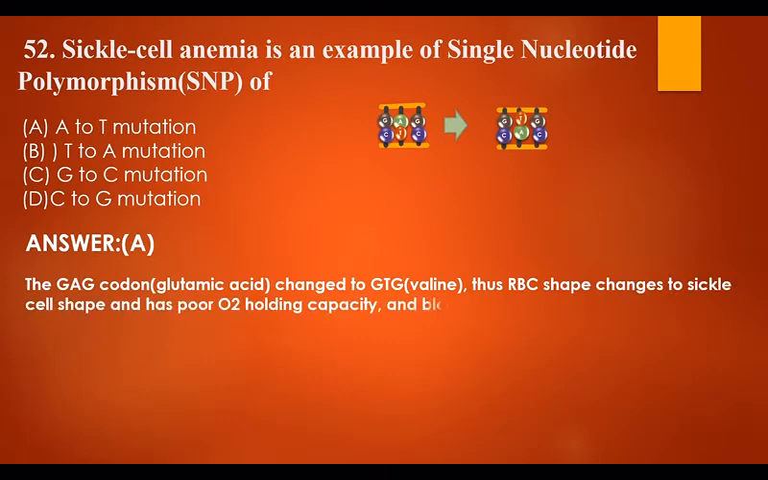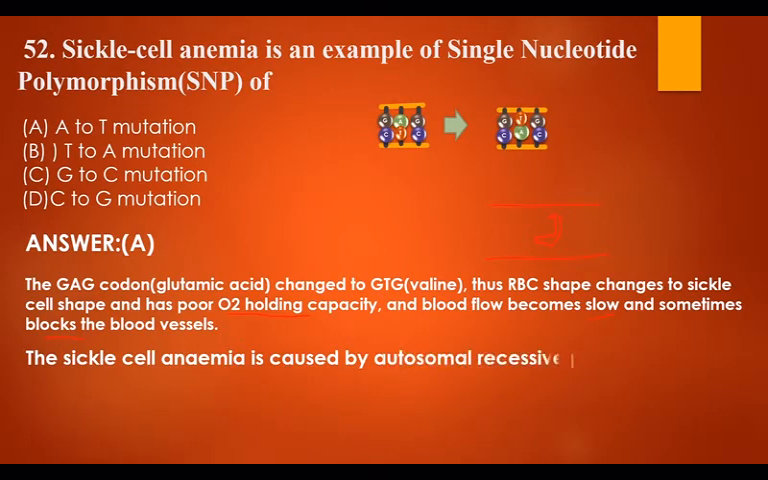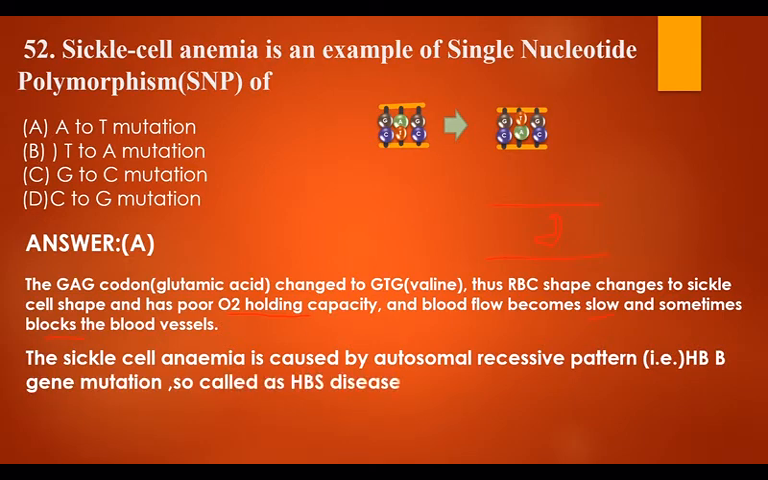So they have poor oxygen holding capacity and the blood flow becomes slow and sometimes blocks the blood vessel, because the sickle cell shape is small and they produce clogs in the blood vessel. Sickle cell anemia is caused by an autosomal recessive pattern, that is hemoglobin B gene mutation. So it is known as HbS disease. S stands for sickle cell, Hb is hemoglobin. So, hemoglobin sickle cell anemia disease.